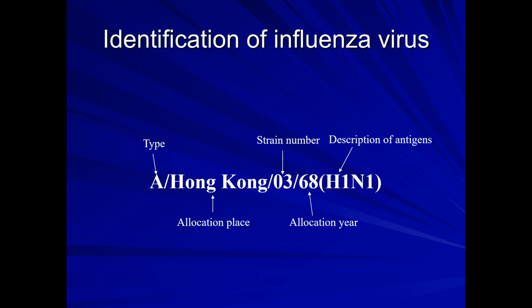Identification of influenza virus: type A, place of isolation Hong Kong, strain number 3, year of isolation 68, antigens H1N1.